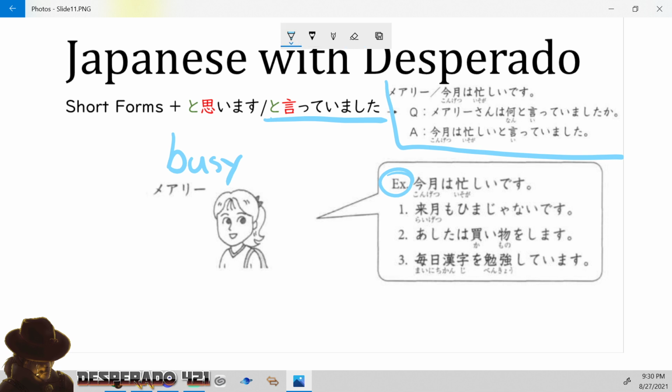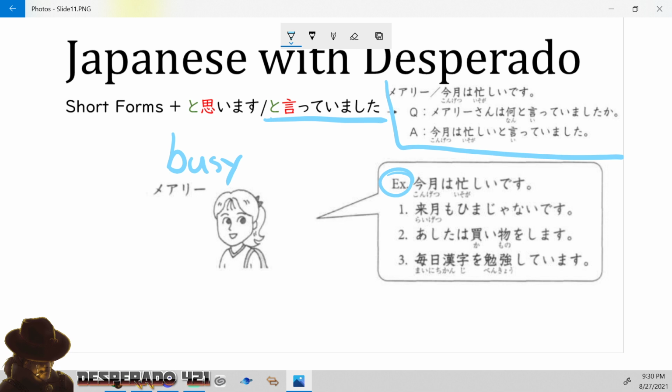Kongetsu wa isogashi to ite imoi, or what is that? Ite imashita. Imashita, I should say all of it. Yeah, ite imashita. I was separating the E from the mashita, which made it sound weird. Try one more time. Kongetsu wa isogashi to ite imashita. Very good.